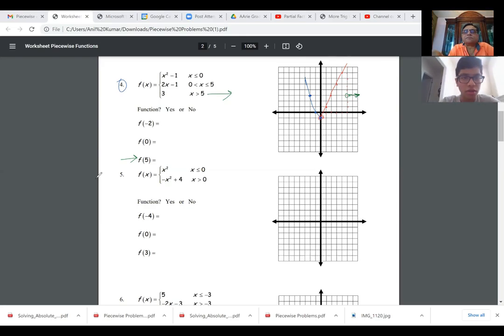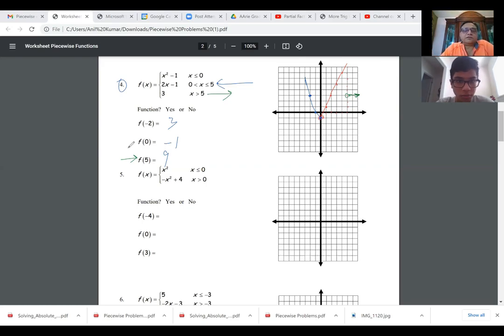F of 5, it's just 9. So we have to look at the part where 5 is included, and it is 9. Yeah. 2 times 5 minus 1. And at 0, which is included with the quadratic function, it is minus 1. And minus 2 is also in the quadratic part of it. So minus 2 squared is 4. 4 minus 1 is 3. So that should have been 3. Is that clear to you?